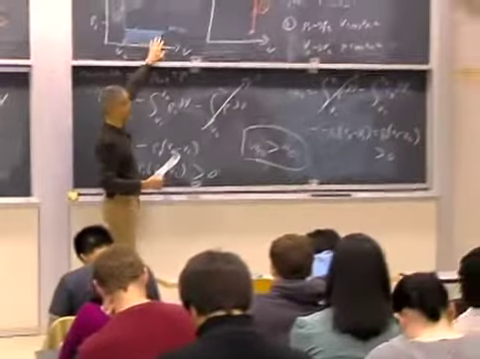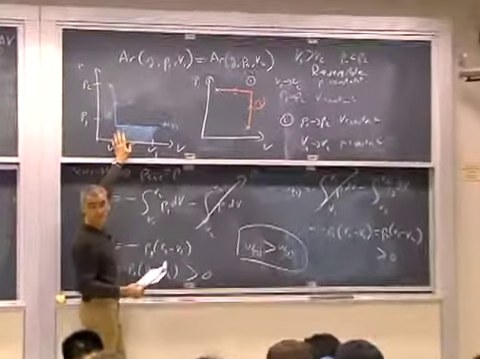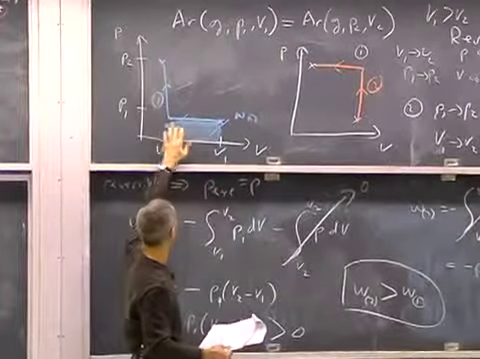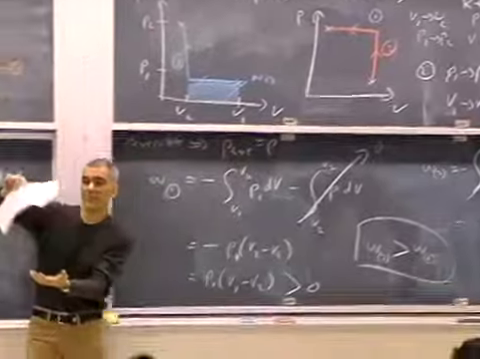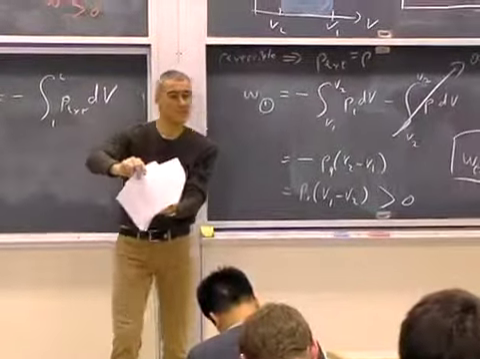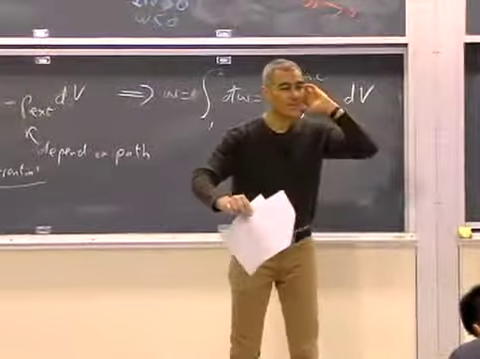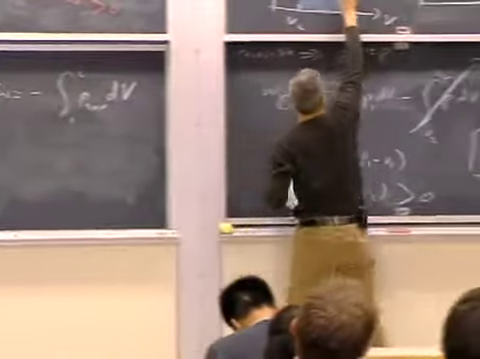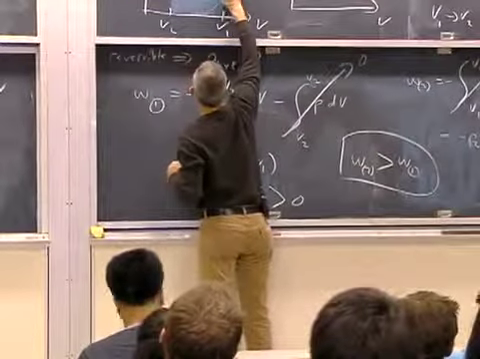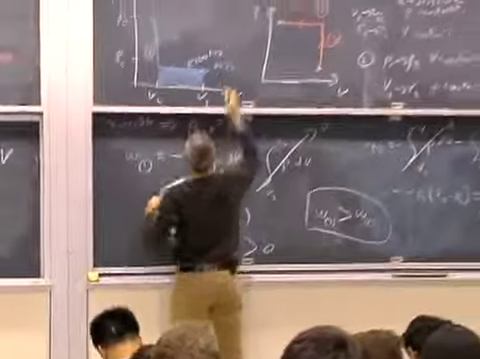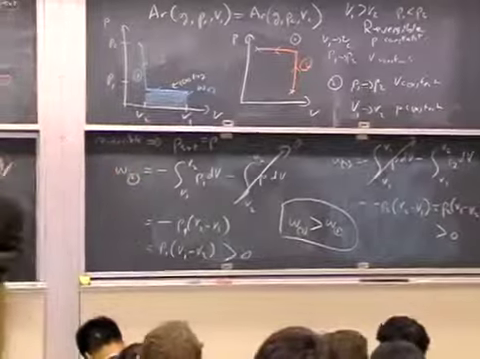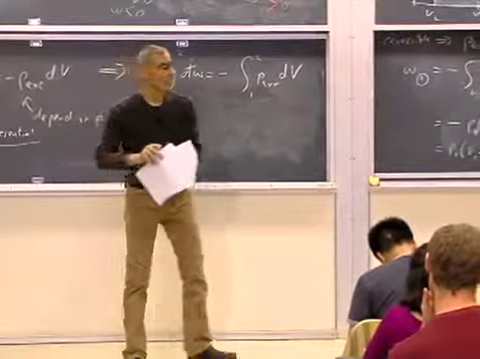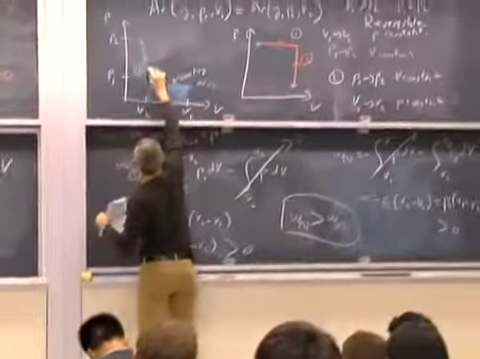How do I, practically speaking, do this? Anybody have an idea? How do I keep P1 constant while I'm lowering the volume? Change the temperature, right. So what I'm doing here is I'm cooling. And then when I'm sitting at a fixed volume and I'm increasing the pressure, what am I doing? I'm heating, right? So I'm doing cooling and heating cycles.